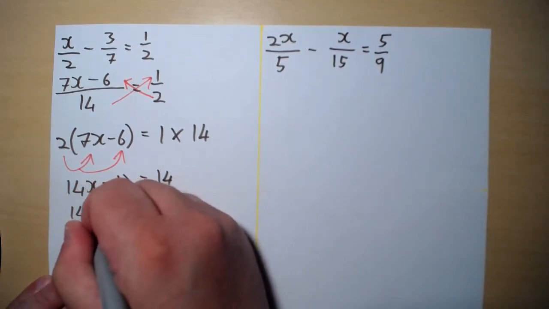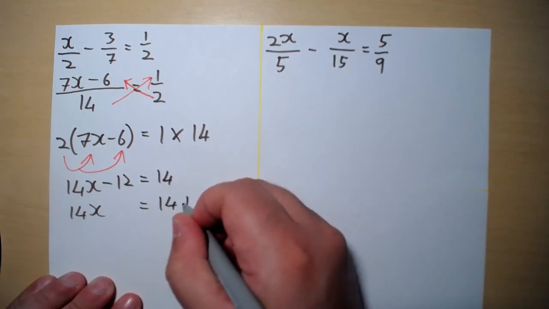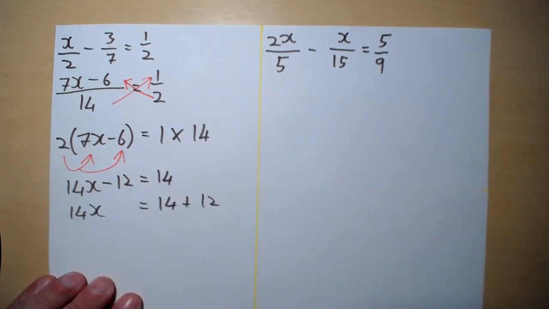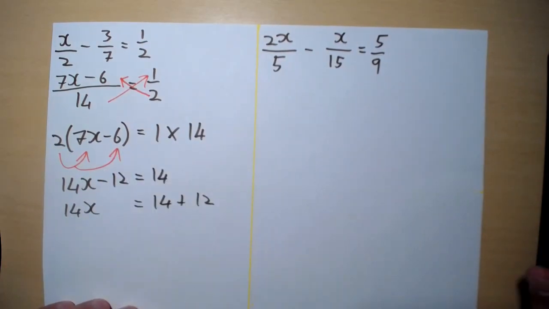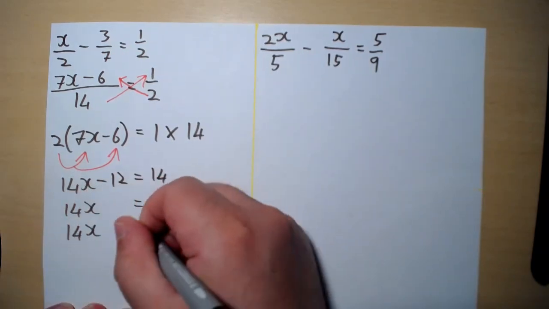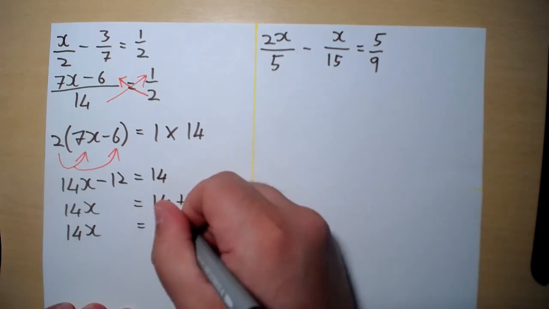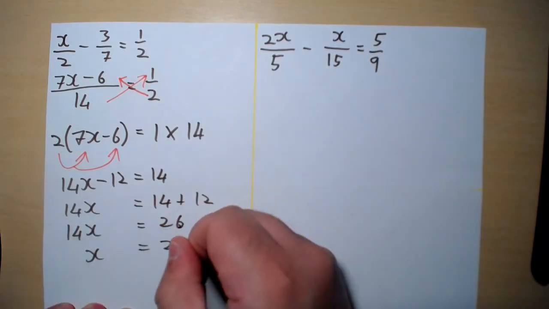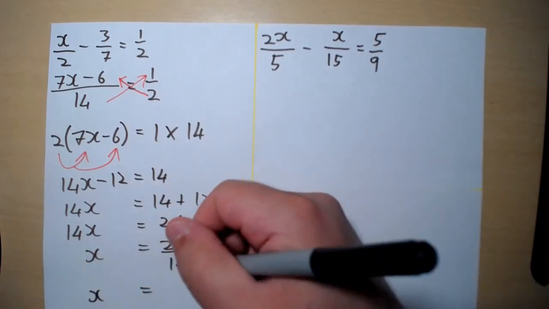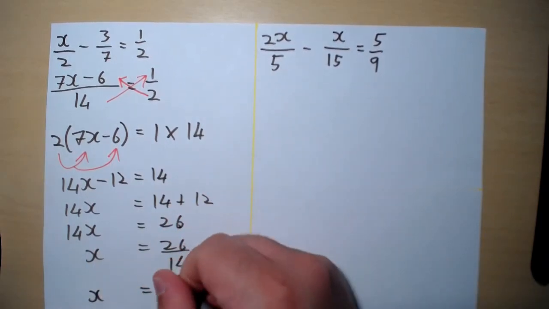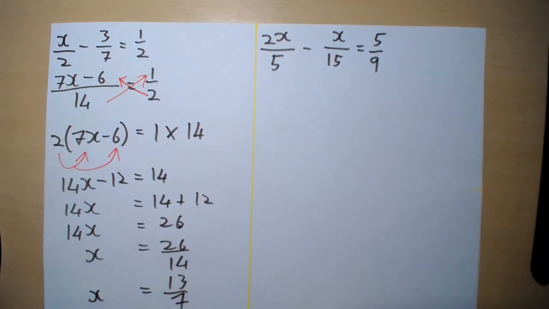So 14x is 14 plus 12, because in order to get rid of this minus 12, we'll put it on the other side and we'll add it to 14, and that will give us 26. So 14x is 26. Therefore x is 26 all over 14. And that will give us, if we simplify the fraction, 13 over 7.